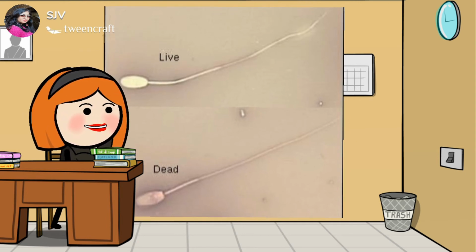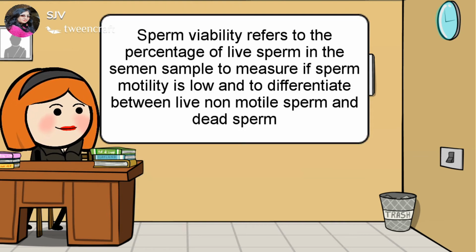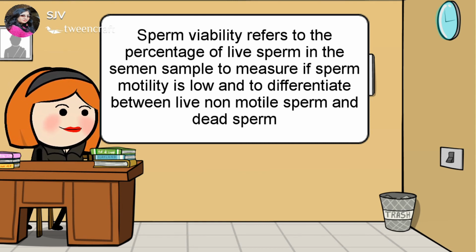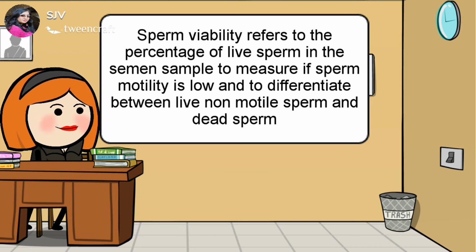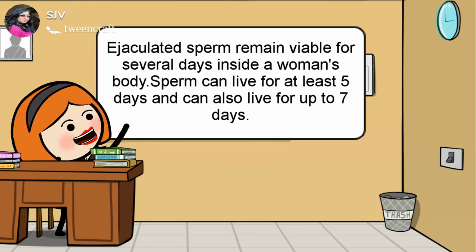In the next part, we are going to talk about the viability of the sperm. Now, what is sperm viability? Sperm viability refers to the percentage of live sperm in the semen sample. In other words, it means for how much time the sperm will retain its power for fertilization. Sperm viability is basically done to measure if sperm motility is low and also to differentiate between live non-motile sperm and the dead sperm.